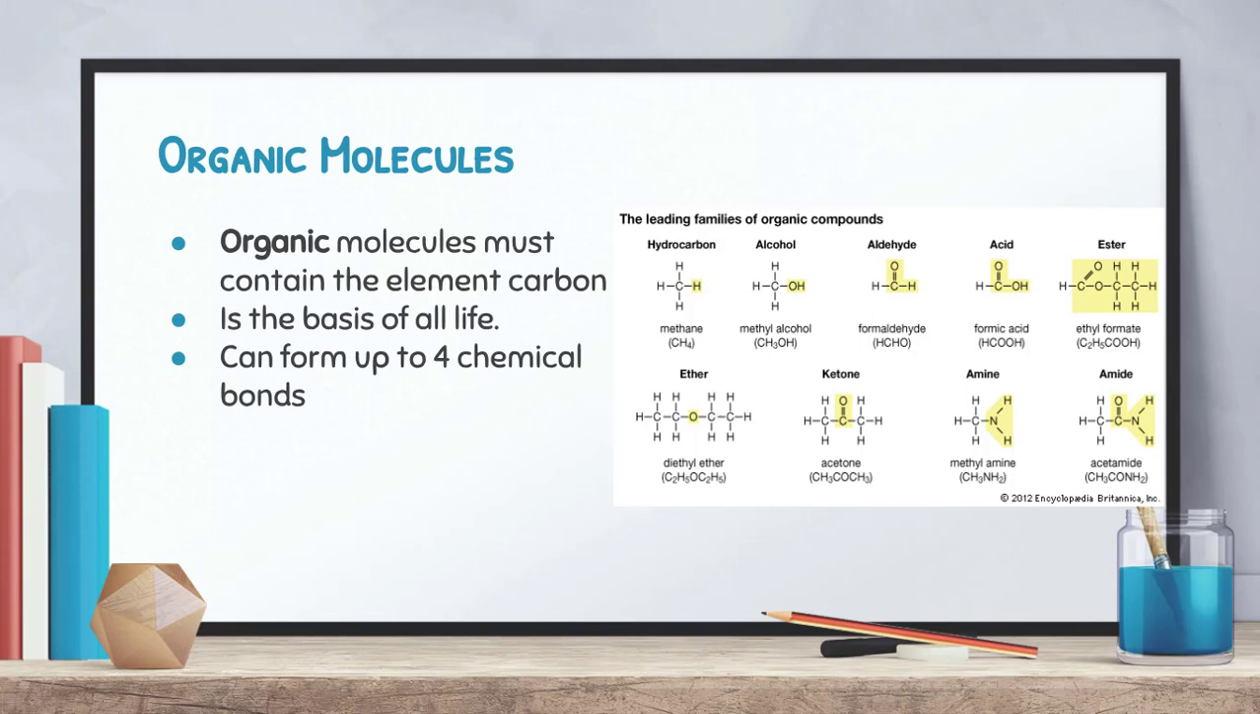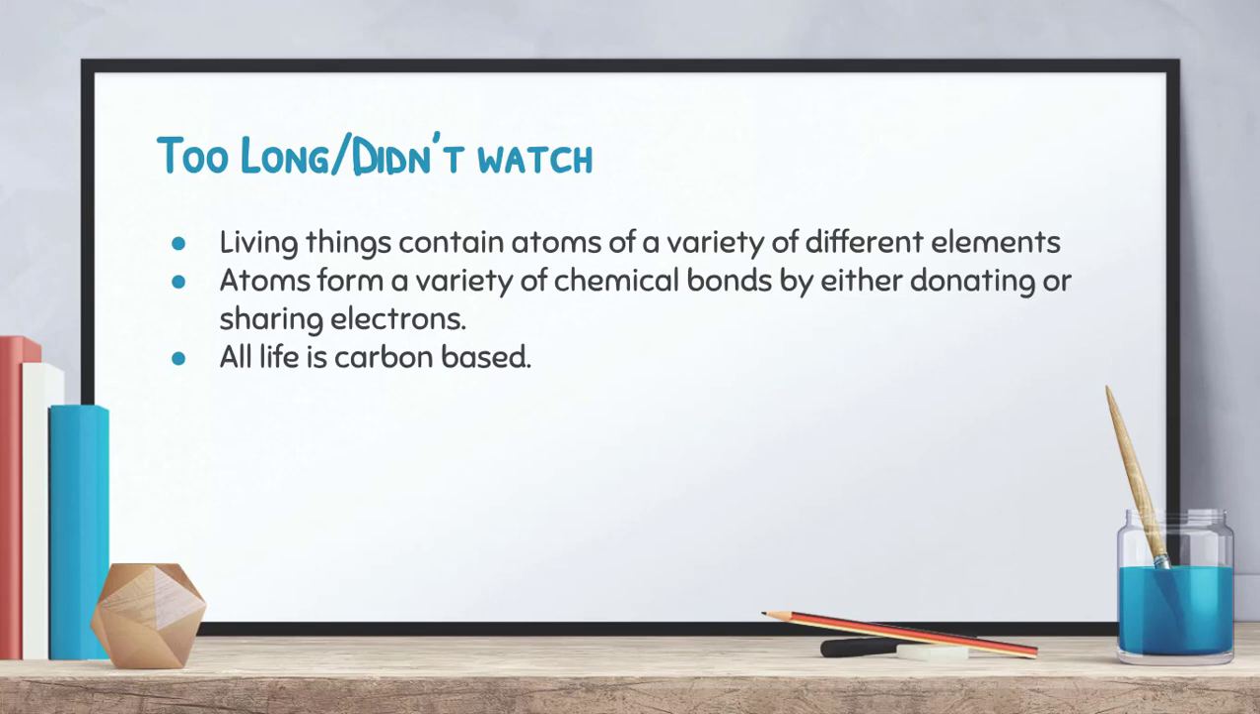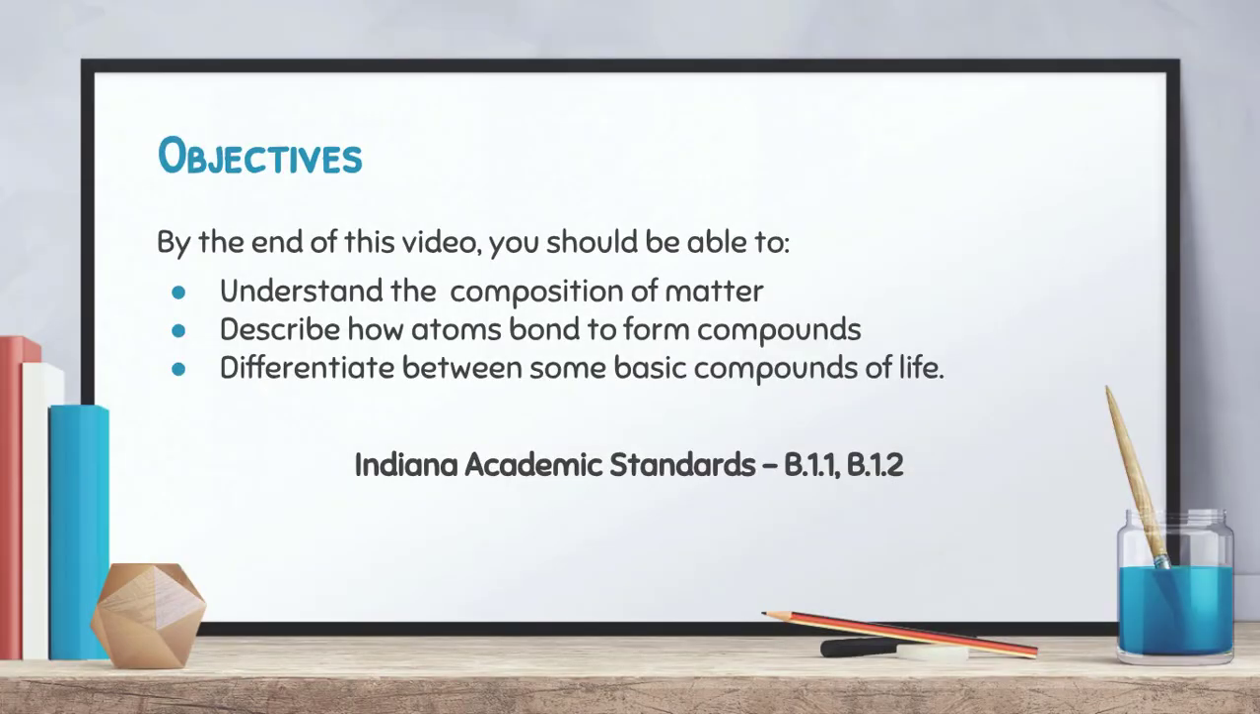So hopefully you have a little bit more of a basic idea of biochemistry and a little bit just about how chemistry works in general. Keep in mind that living things contain atoms in a variety of different elements, and that atoms form a variety of chemical bonds by either donating electrons through ionic bonding or sharing of electrons through covalent bonding. Also keep in mind that all life is carbon-based. So hopefully you have a really good understanding with this video. Hopefully you were able to meet the objectives for this video, and I hope it all made sense to you.